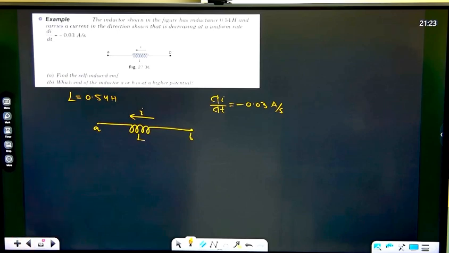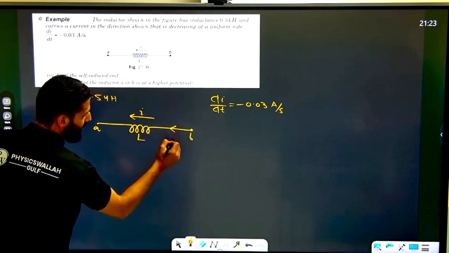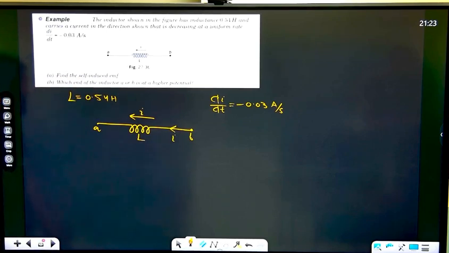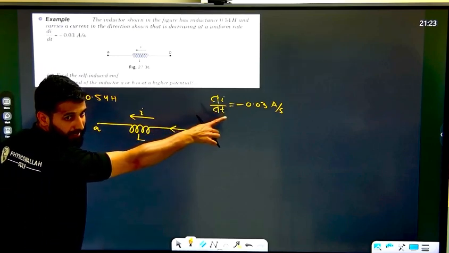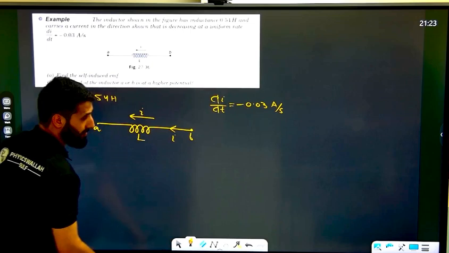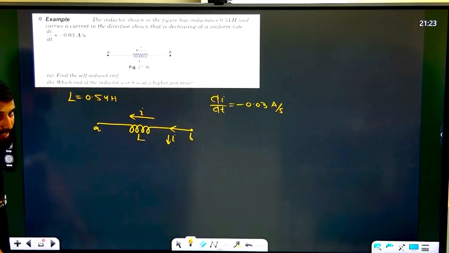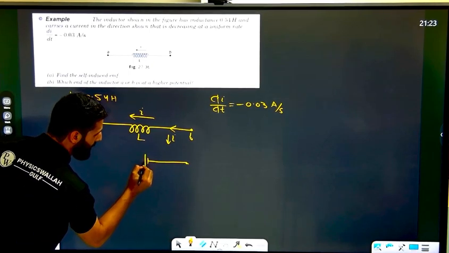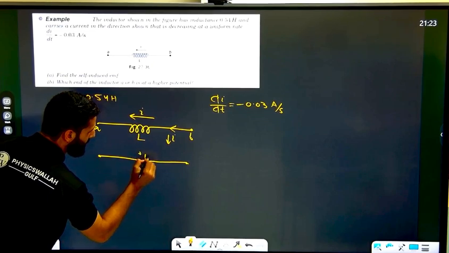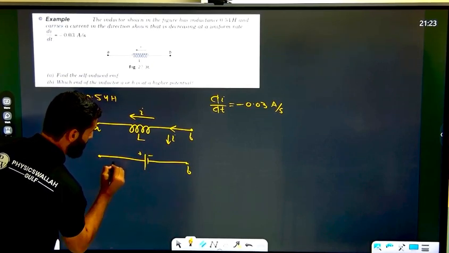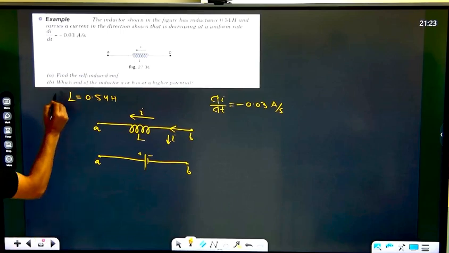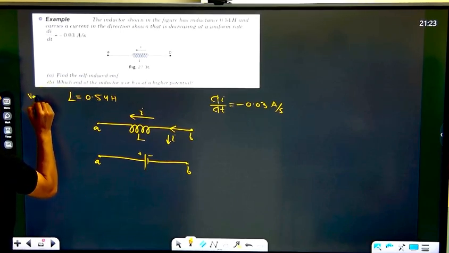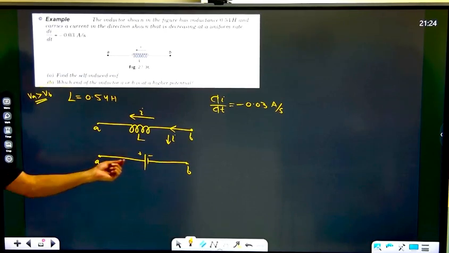Let's see. So current is coming like this, right? Is it increasing current or decreasing current? Decreasing. The rate of current with respect to time is decreasing. Once the current is decreasing, it will try to increase the current by acting like a battery, lower to higher potential. Tell me which is at higher potential and which is at lower potential. A. So this question is done. VA is at higher potential, because we are going from lower potential to higher potential.